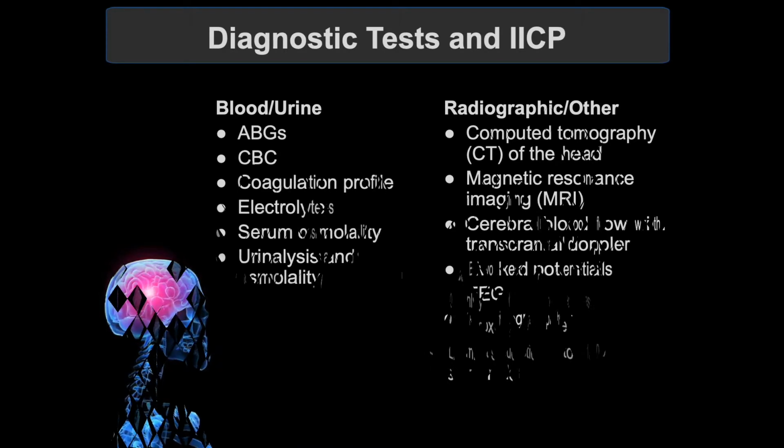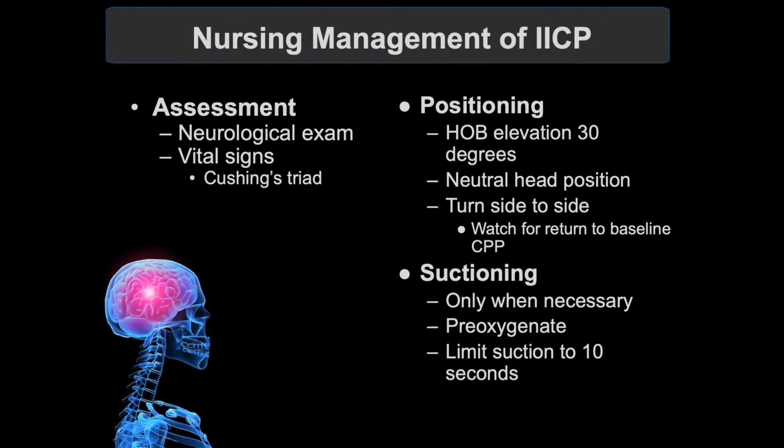Nursing management for IICP includes frequent and constant assessments, neurological examinations, and examination of the vital signs looking for signs of Cushing's triad. Positioning should be maintained with the head of the bed elevated at 30 degrees unless there are signs of a lack of cerebral perfusion. The head should be in a neutral position, and the patient should be turned from side to side for pulmonary and integumentary reasons. However, when the patient is turned from side to side, that will affect their ICP, so watch the patient for a return to baseline CPP.